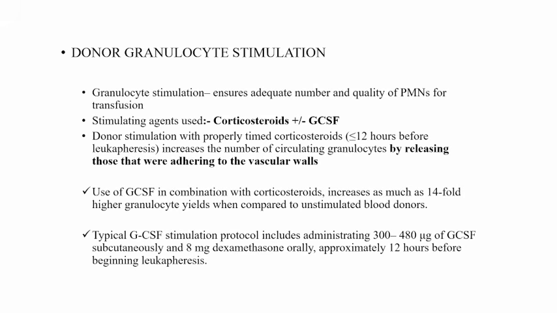So coming next to granulocyte stimulation. Granulocyte stimulation ensures adequate number and quality of granulocytes for transfusion. Stimulating agents used are corticosteroids with or without GCSF. Donor stimulation with properly timed corticosteroids, usually given 12 hours before the procedure, increases the number of circulating granulocytes by releasing those that were adhering to the vascular walls. Use of GCSF in combination with corticosteroids increases the granulocyte count as much as 14-fold compared to the granulocyte count of an unstimulated donor.